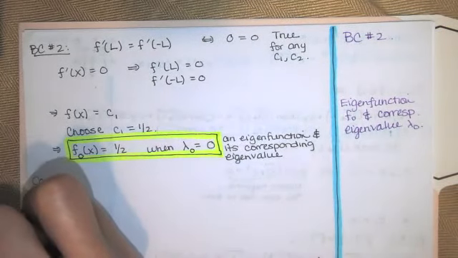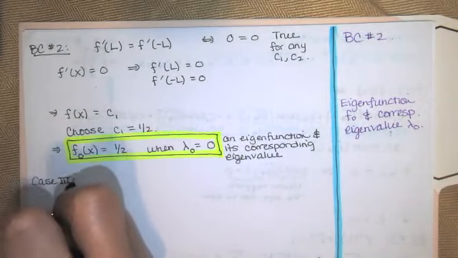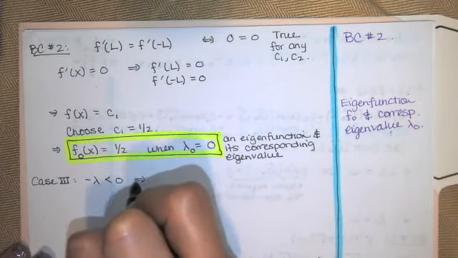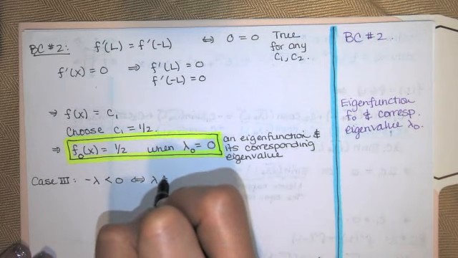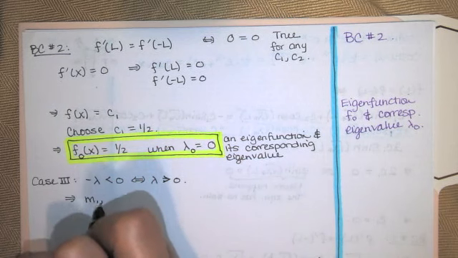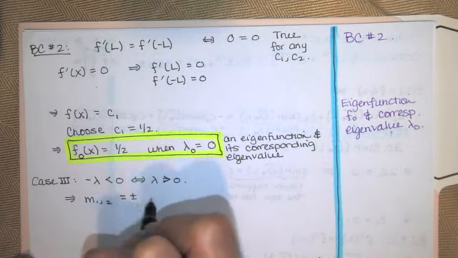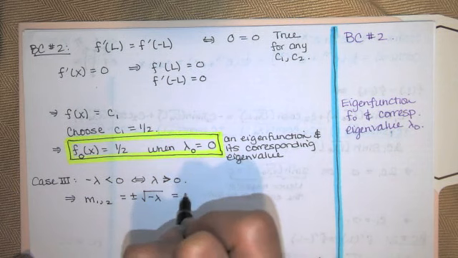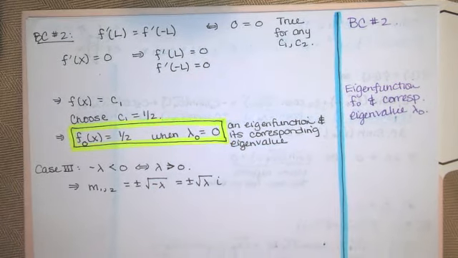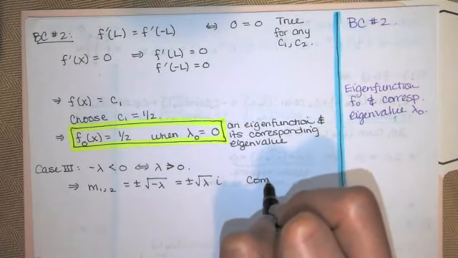Okay, now finally, we're at case 3. In case 3, we have negative lambda is negative, which just means that lambda is positive. And that means that m1, m2 equals plus or minus the square root of negative lambda, which is actually plus or minus the square root of lambda times i. So we've got complex conjugate roots here.